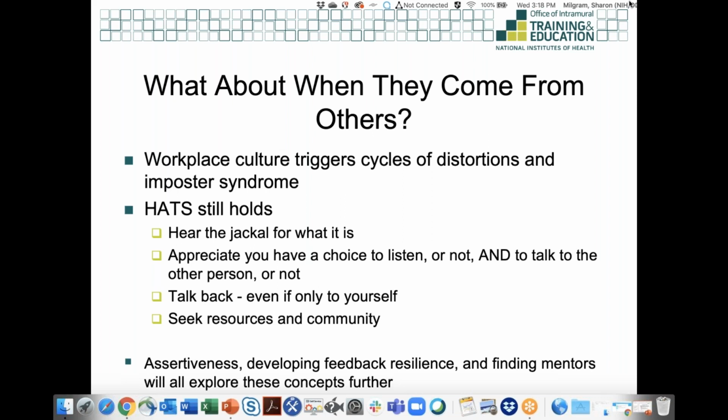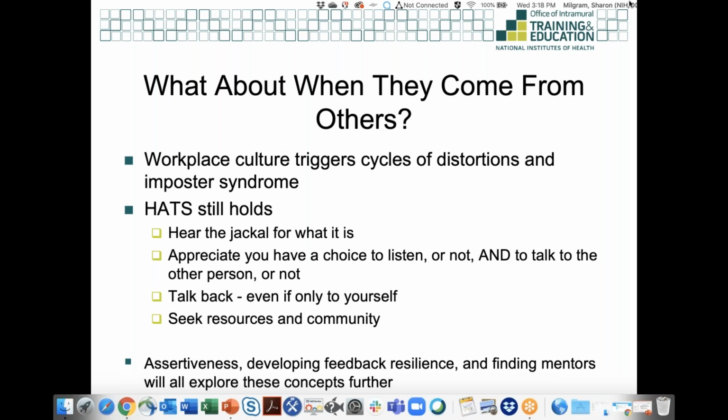So you have the ability to use those tools we just talked about to say, this is one person's opinion. And yes, maybe they're an important person right now, but they are not the only person. And that leads to S, which is seek resources and community.